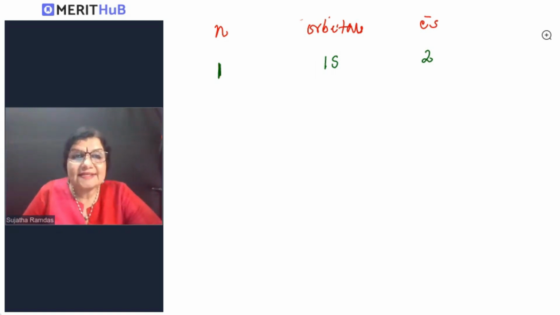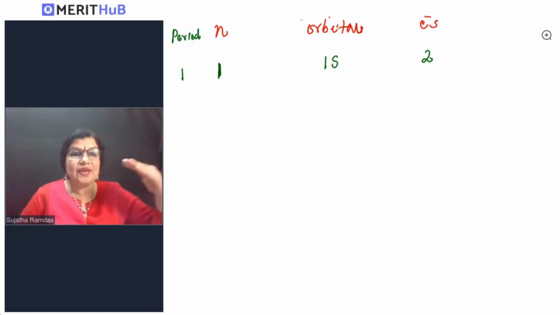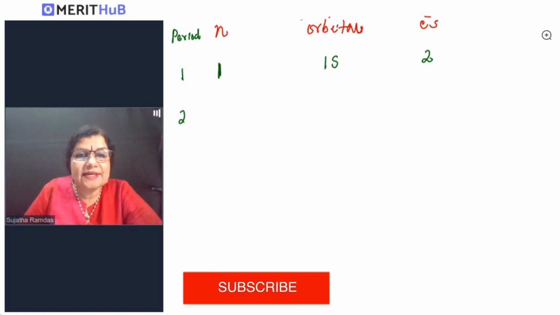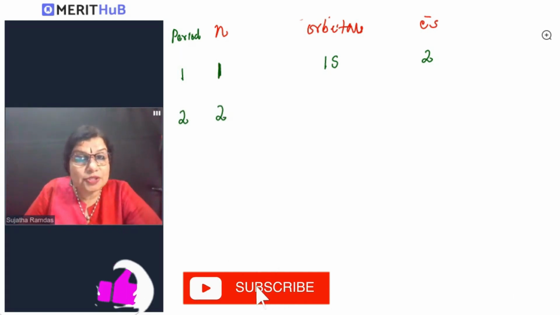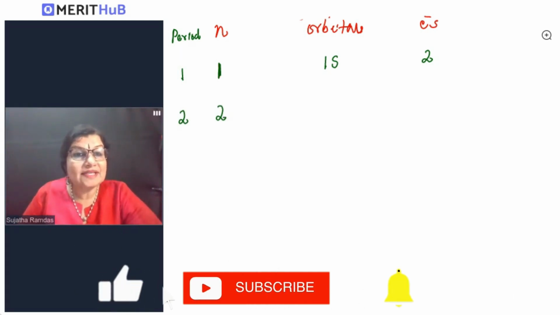Right? Next comes n equal to 1, which implies period number 1. First period, right? You have 2 elements in the first period. Then comes period number 2, so n is equal to 2. Now, what are the orbitals in period number 2, or n equal to 2?